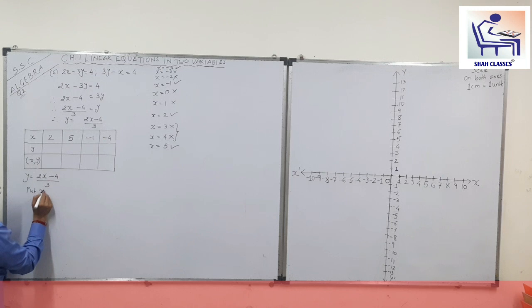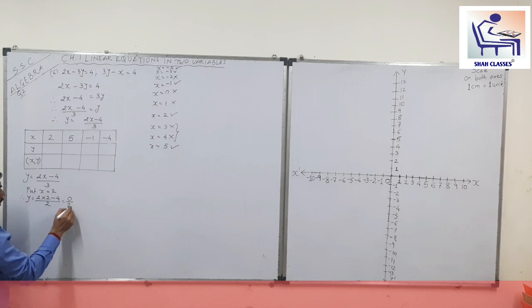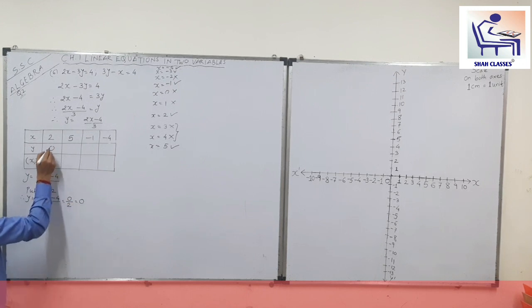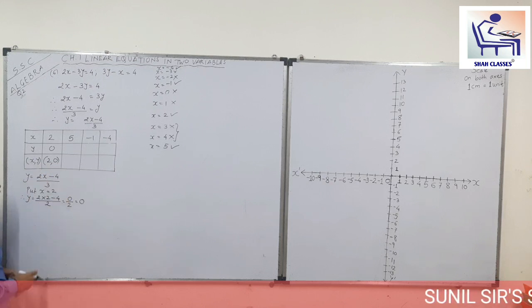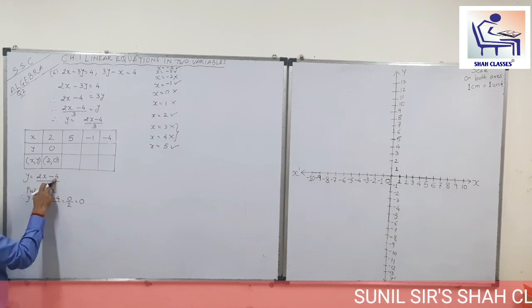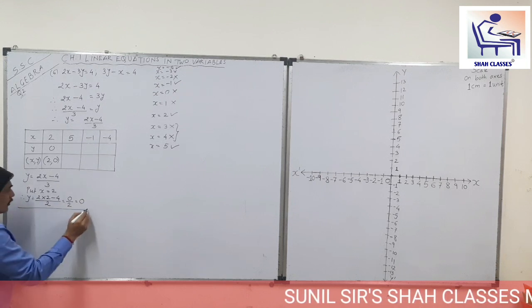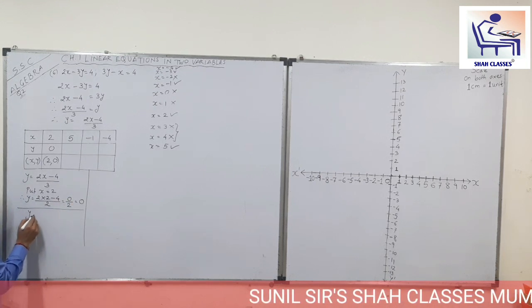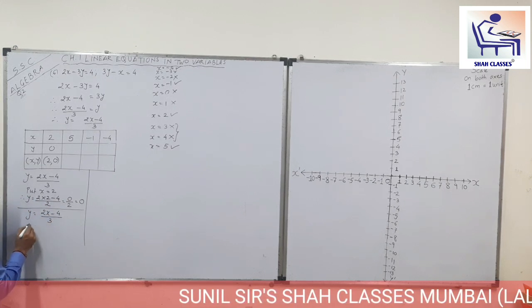Put x is equal to 2. So 2 2s are 4, 4 minus 4 is 0. 0 upon 3 is 0. Let's check once again. If I am taking the value of x as 2, the 2 2s are 4, 4 minus 4 is 0 and 0 upon 3 is 0. Second value, y is equal to 2x minus 4 upon 3.